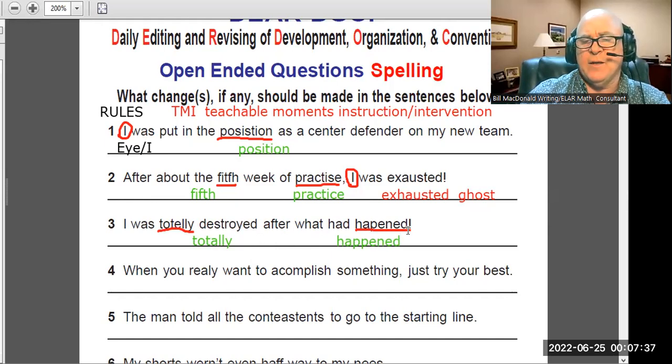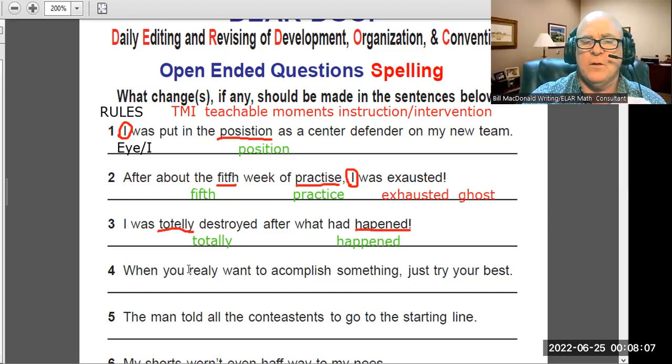And I always tell my kids, if a sentence ends with an exclamation, think of it as emotion, that you're emotionally involved. So I might say that sentence with more emotion, called exclamation. Capital. I was totally destroyed after what had happened. Exclamation. Yes, it's an exclamation, but I'm just trying to help my kids remember. So there's 2 double consonants in a row.